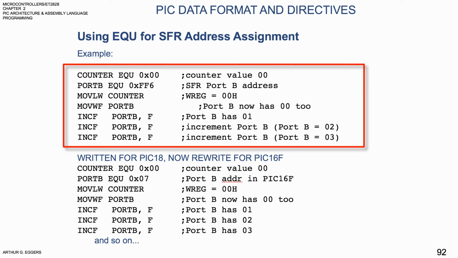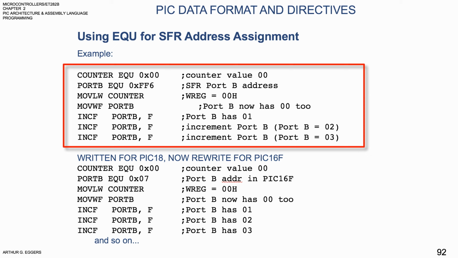Using the EQU for SFR address assignment. EQU is also widely used to assign SFR addresses. So we can take a look at an example here, again, with a line called counter. We're going to equate counter to 0, to start at 0. For PORTB, the equate value is given as 0xF81, the SFR PORTB address.